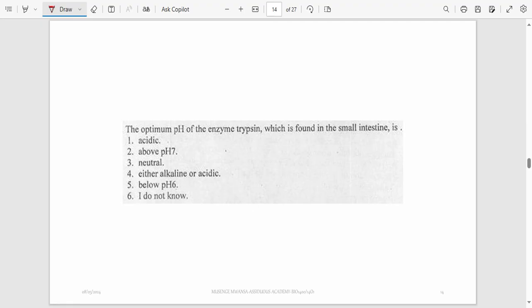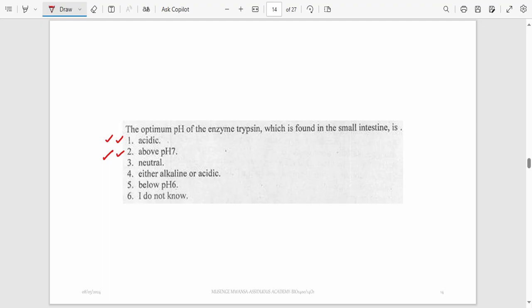The optimum pH of the enzyme trypsin, which is found in the small intestine, is: acidic, above pH 7, neutral, either alkaline or acidic below pH 6. I do not know. Which one is the answer? Which one can you pick? Above pH 7? Okay. Vedred says acidic. Anyone else? Cecilia? Above 7? Anyone else? Acidic. Anyone else?